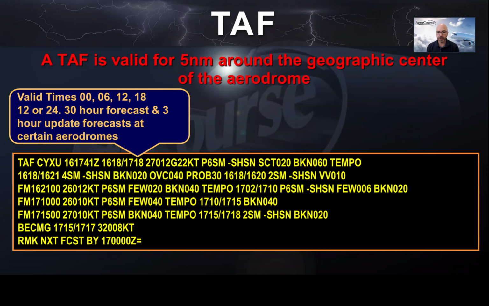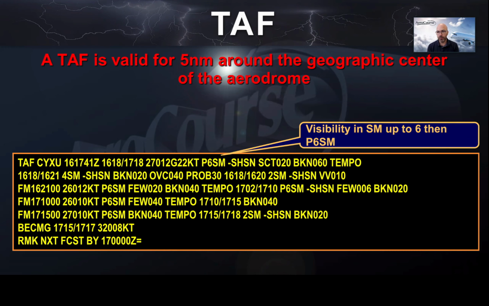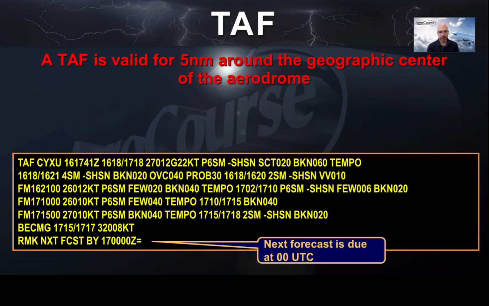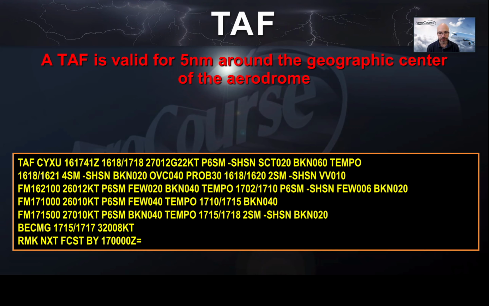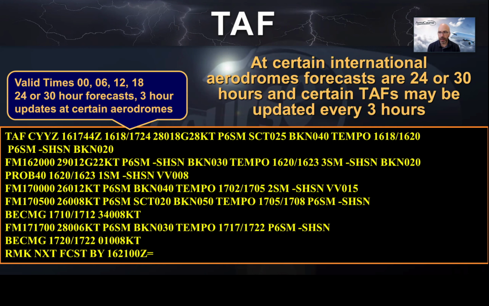Good. Things to watch for on TAFs. Of course, the validity times are here. So this tells you when this TAF is valid. 16th day on the 18th hour to the 17th day of the 18 hours. So this is a 24-hour TAF. Again, winds are always in true. We know visibility and how to read it. The next forecast is due by, in this case, midnight Z. It's at the end of the statement. They like to ask questions about these validity times and all this stuff. I don't know why they focus so much on it, but they do.